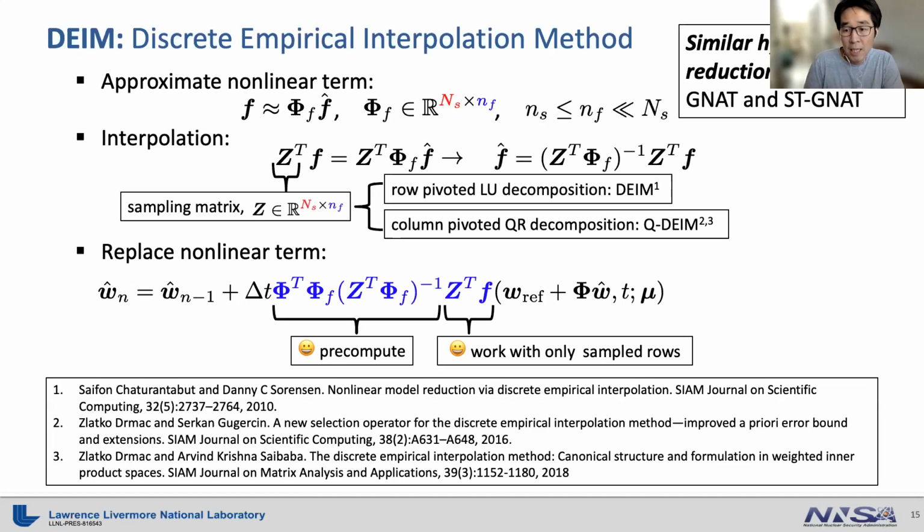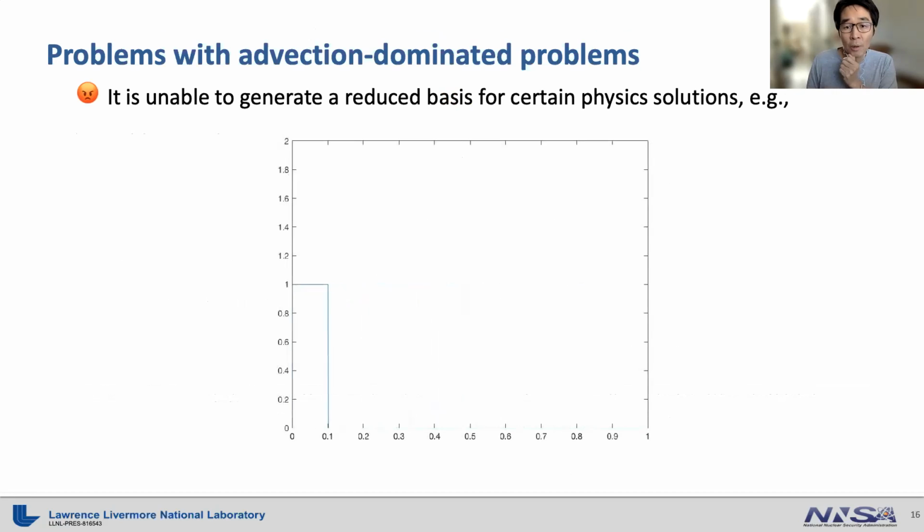There are many variants of the DEIM. For example, GNAT and ST-GNAT are others. But the main machinery of the hyperreduction follows this paradigm that I have just introduced here. Okay, this type of reduced order model has been successfully applied to many different physical simulations. In spite of these successful applications, though, it has some major drawbacks.